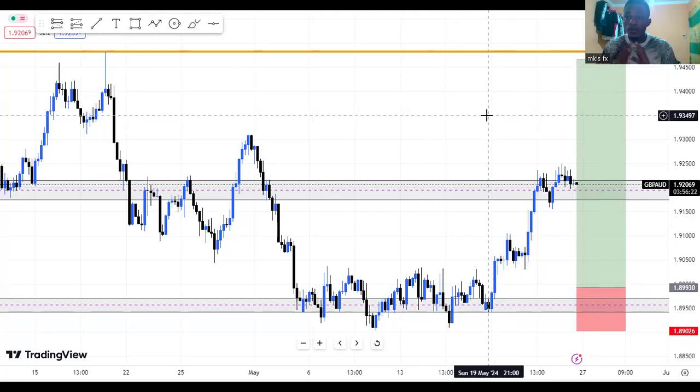Today, I'm going to be talking about how to identify a valid fair value gap and an invalid fair value gap. What are the types of fair value gaps you should be trading and what are the types of fair value gaps you should not be trading.